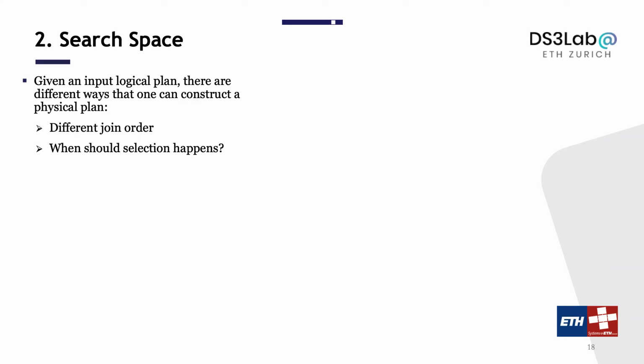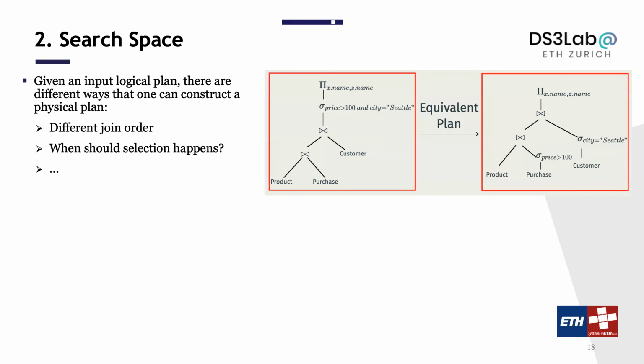I could also rearrange when each operator happens. For example, in your logical plan, you could first do the join and then the selection, but I could push the selection down. I could do the selection first, then do the join. So there are so many different ways you can generate semantically equivalent physical plans given the same logical plan. So how can we think about this? Again, there are many different ways to generate the search space.